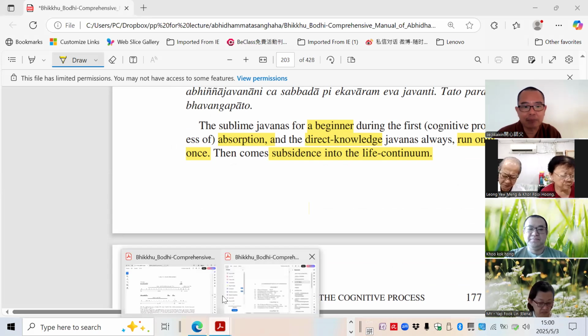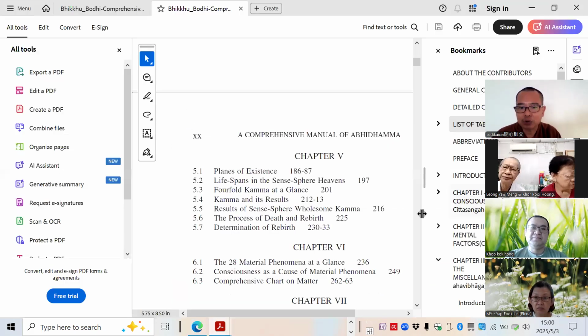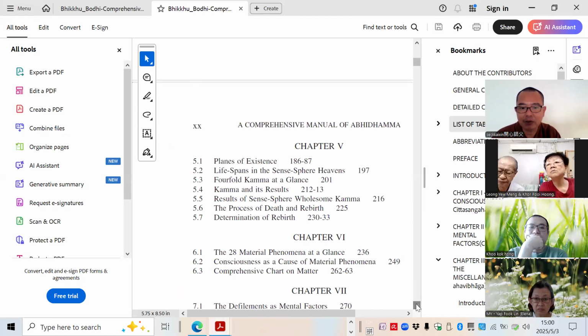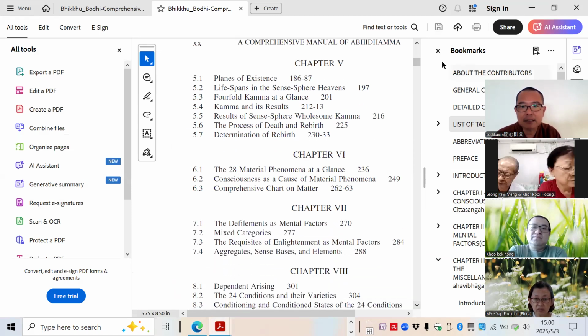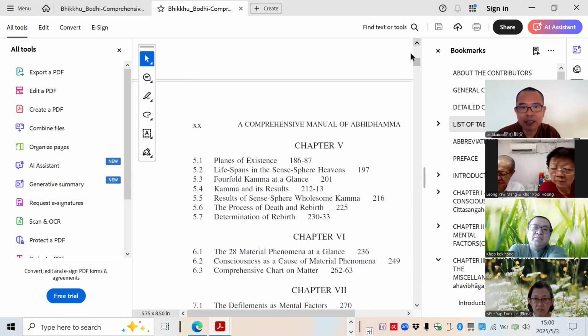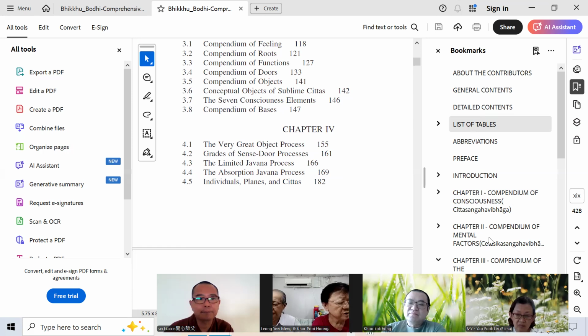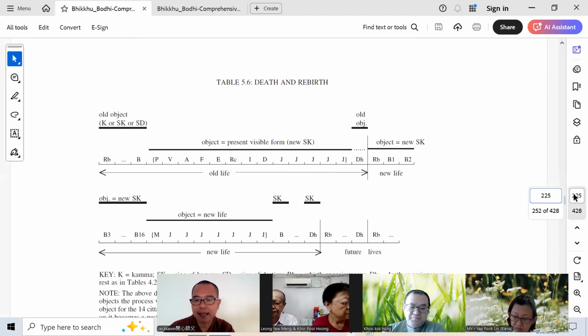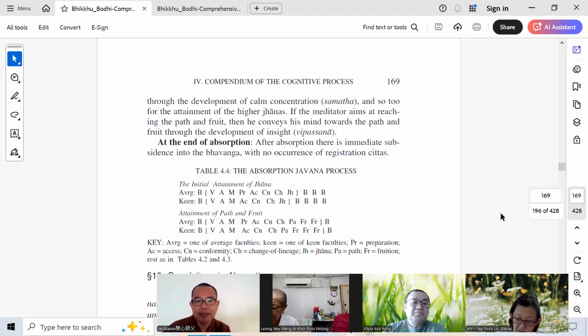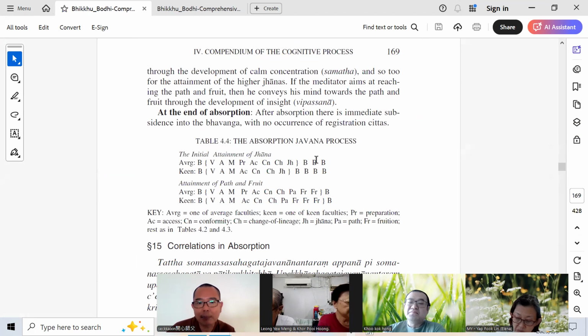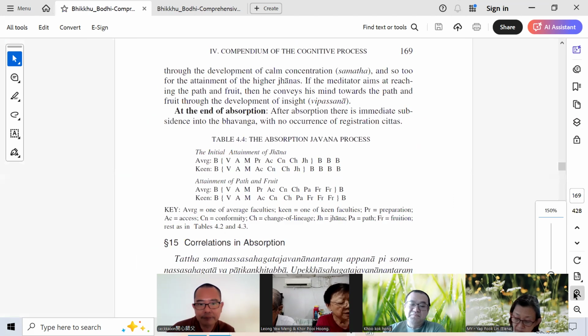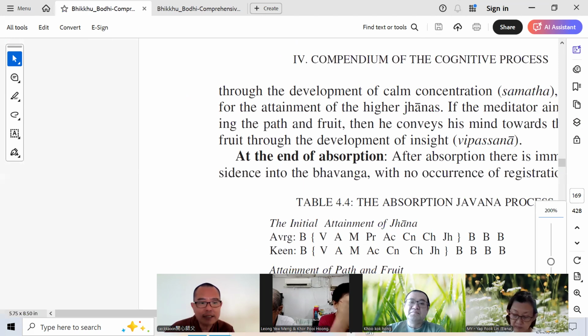So where is the diagram? Class, again, we have to take a look at the diagram. This is about absorption. The absorption javana process, page 169, the diagram, page 169. Okay, class, see, this is the absorption javana process. What does it mean?